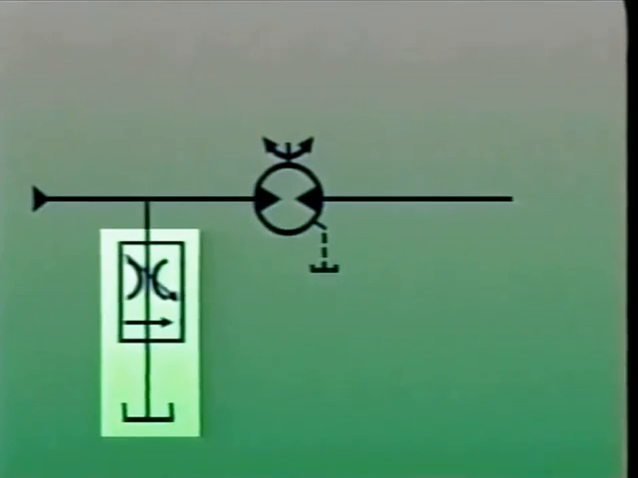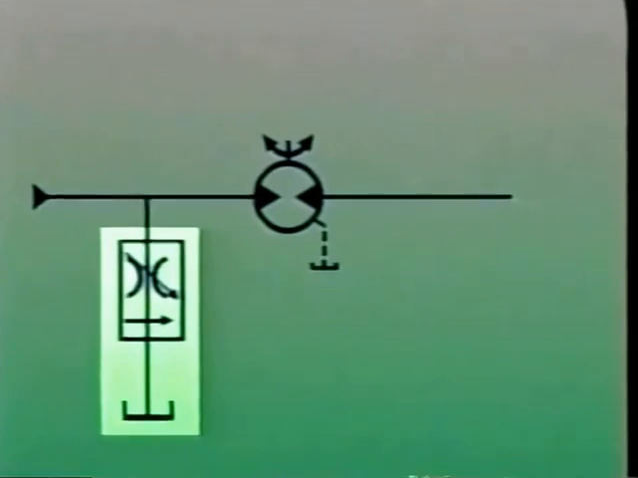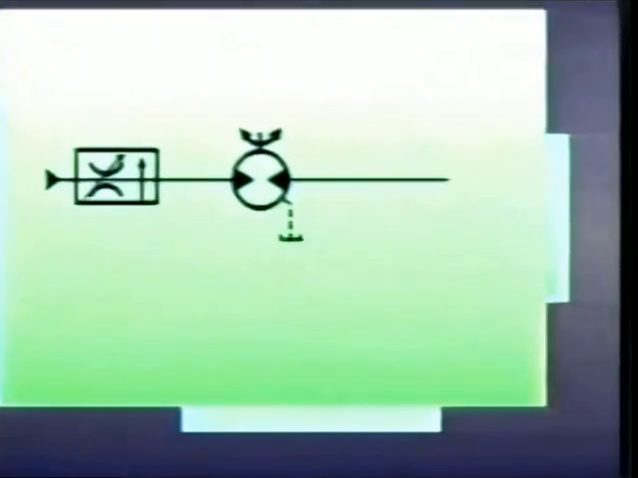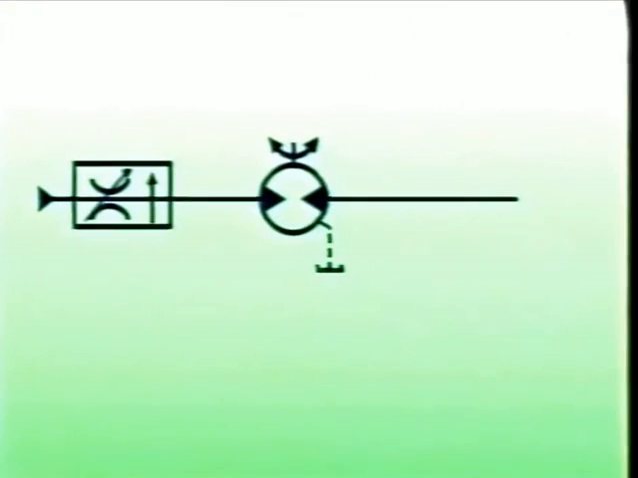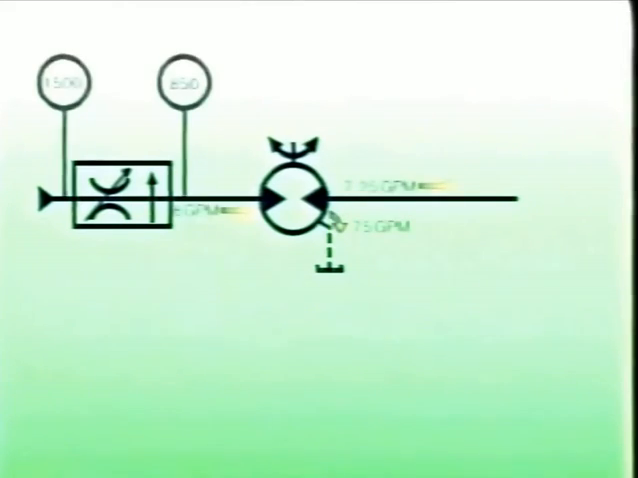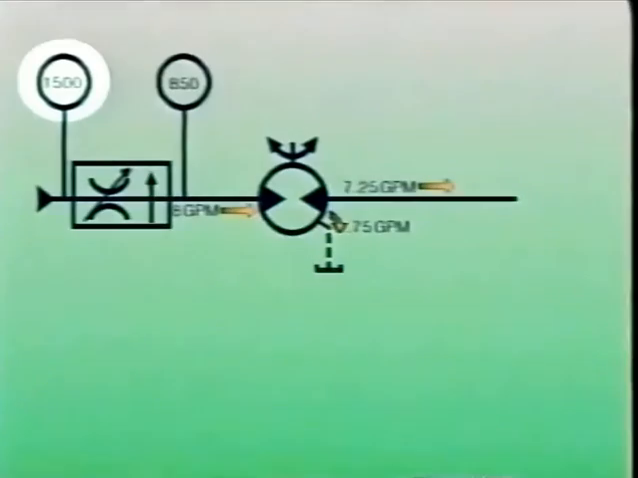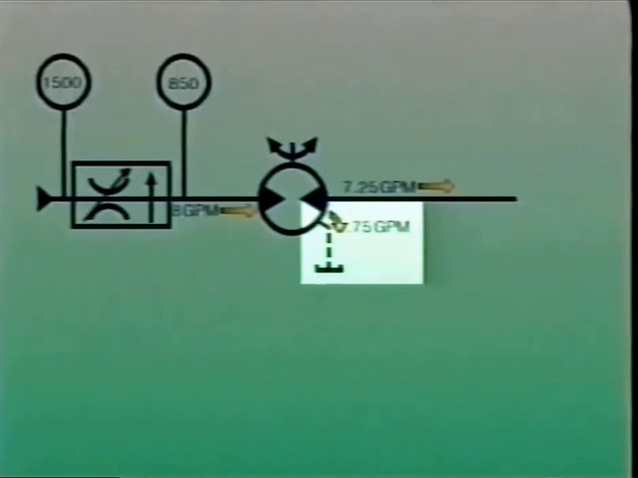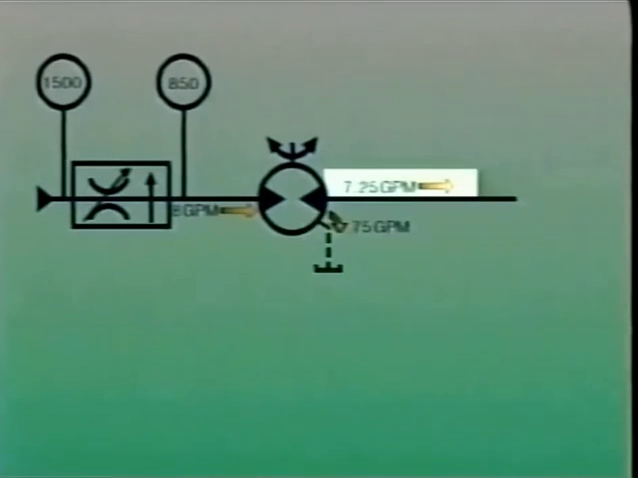As a result, any leakage from the system or leakage from the motor remains uncontrolled and will affect the speed of the motor. Meter-in circuits do not work well for similar reasons. For example, the valve in this circuit reduces the motor inlet pressure from 1500 psi to 850 psi. If leakage from the motor is 3/4 of a gallon per minute, then the speed of the motor will be based on 7 1/4 gallons per minute.